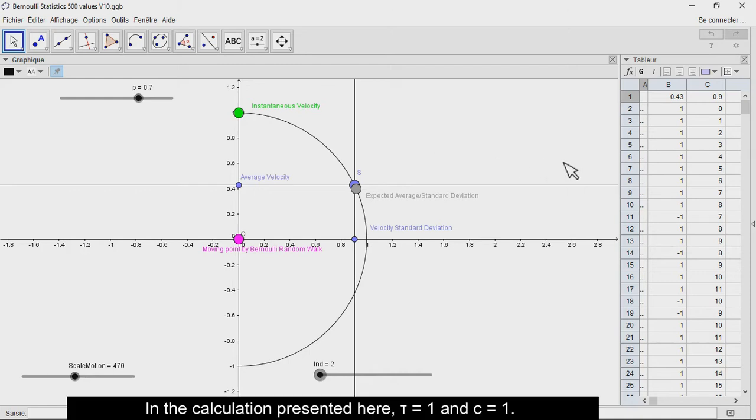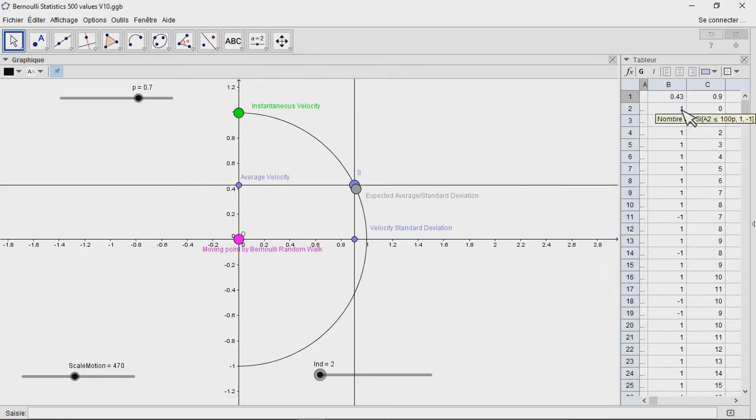In the calculation presented here, tau equals 1 and c equals 1. We generate 500 random values of velocity -1 or +1 depending on the probability p, that we add from location 0 to represent the displacement. The average velocity is calculated by the mean of all instantaneous velocities. The standard deviation involves the 500 steps.